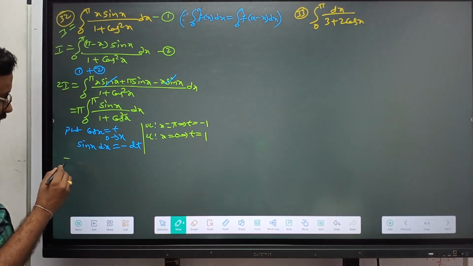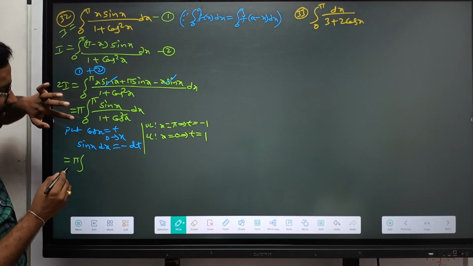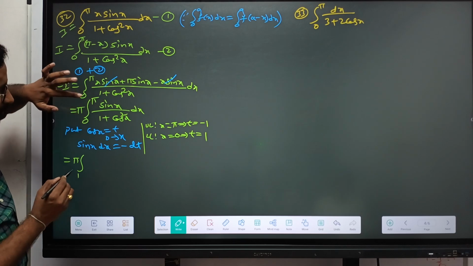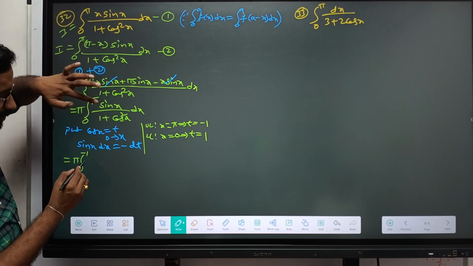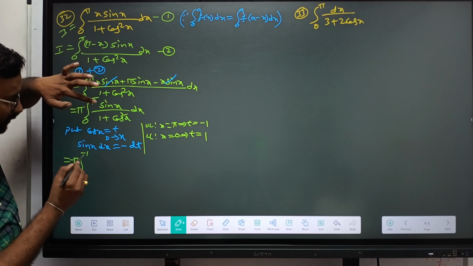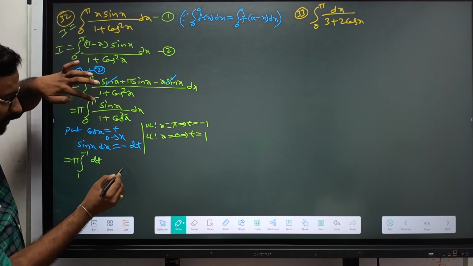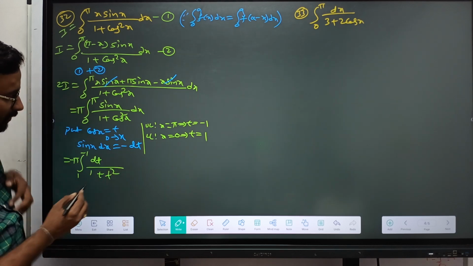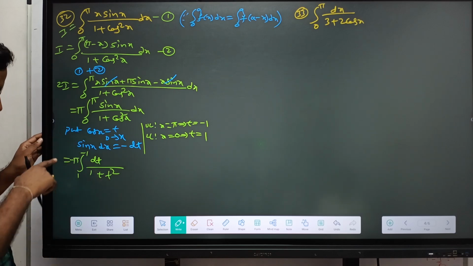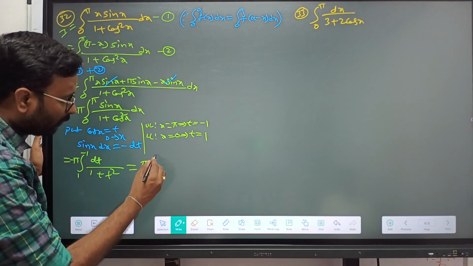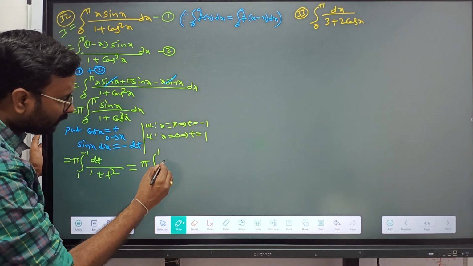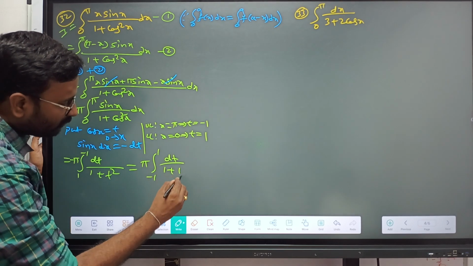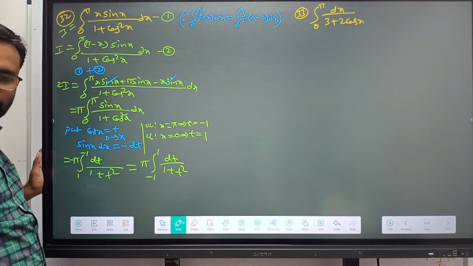Substitute here, which is equal to pi integral 0 to 1, for pi minus 1, for sin x dx minus dt by 1 plus t square. Just write lower limit upper limit interchanging to get positive, which is equal to pi integral minus 1 to 1 dt by 1 plus t square. What is integral 1 by 1 plus x square?